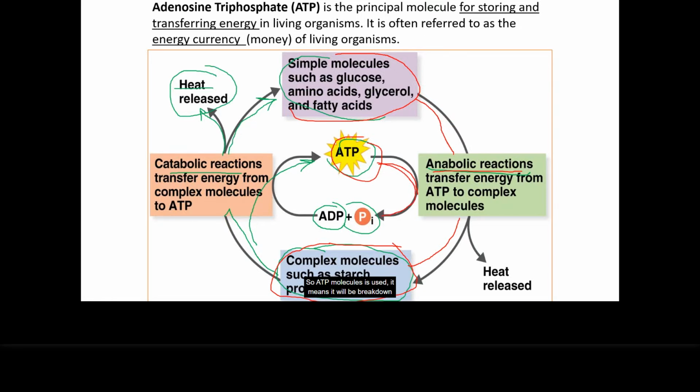It means it will be broken down into adenosine diphosphate and phosphate. But during this process, some energy will also be lost in the form of heat. It will be released from the body and lost in the environment.